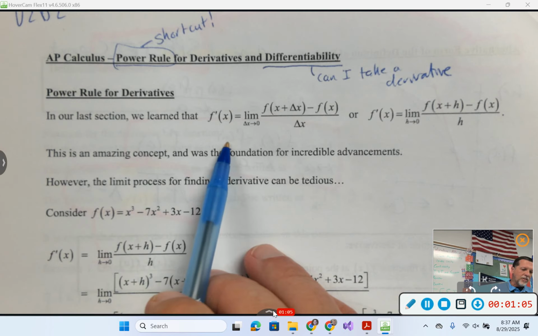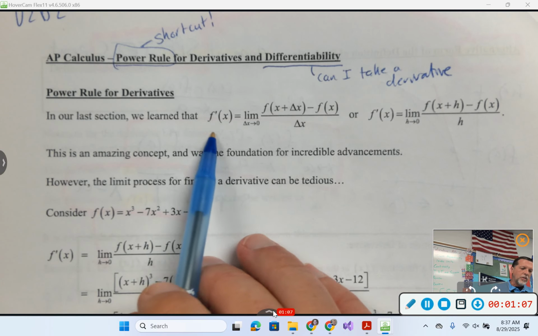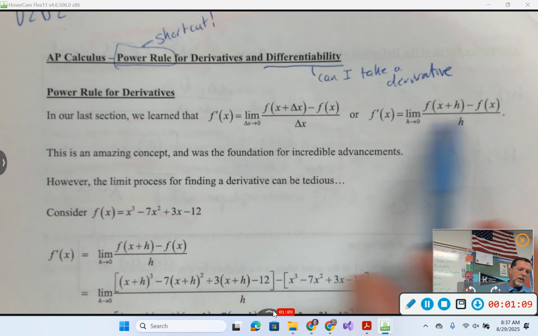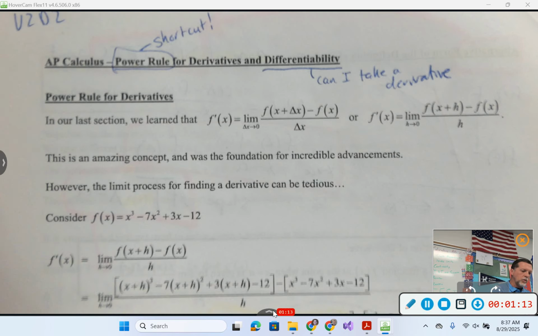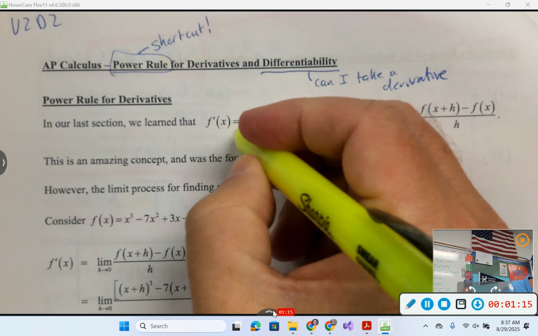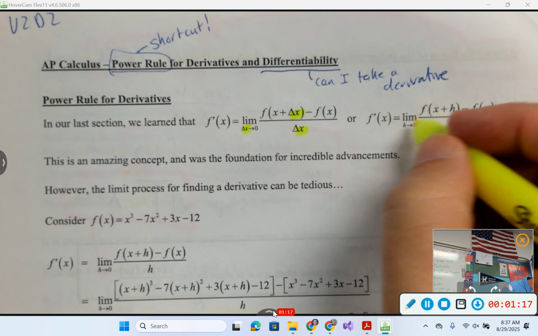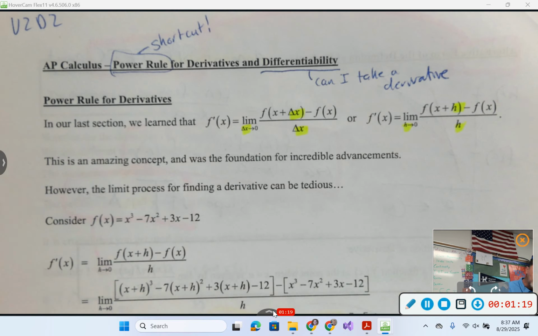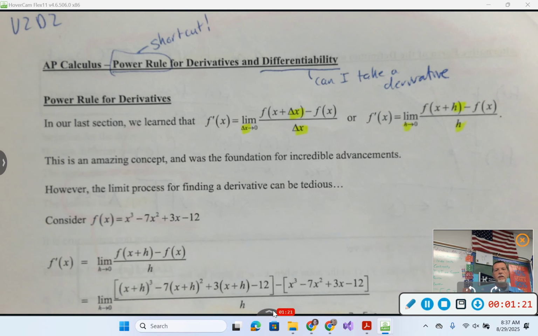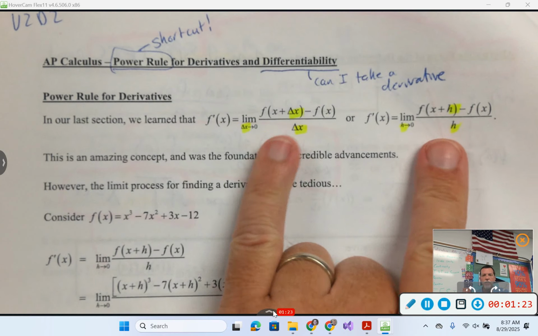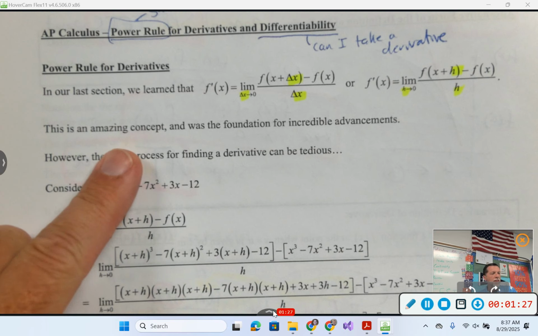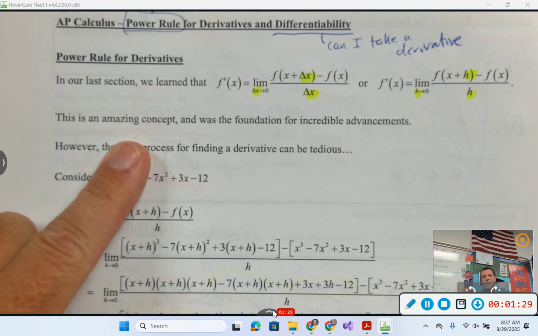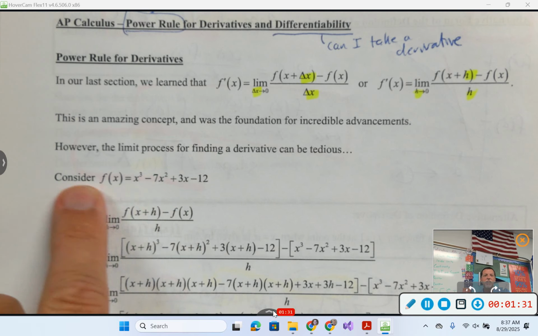In our last section, we learned that the derivative is this whole thing. The only difference between these two is whether we opted to use a delta x or an h. It doesn't matter. Textbooks even vary on which one they prefer. This is an amazing concept. I don't know if you find it so amazing yet, but maybe you will eventually.